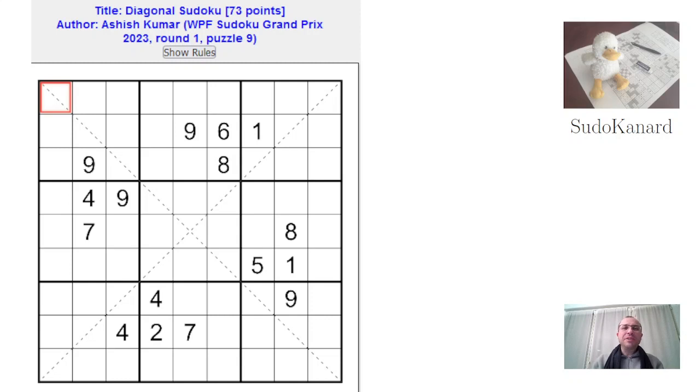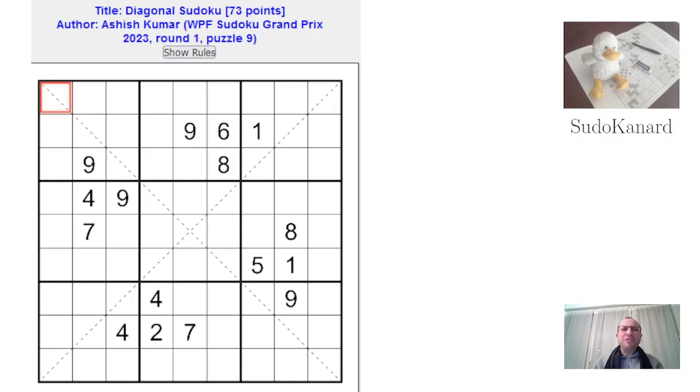Here is a diagonal Sudoku puzzle that was created by the great Indian author Ashish Kumar for the recent WPF Sudoku Grand Prix. This puzzle was one of the highest pointers and I didn't have time to try it during the contest. I had time to try it after the contest, obviously, but I remember it was quite the struggle.